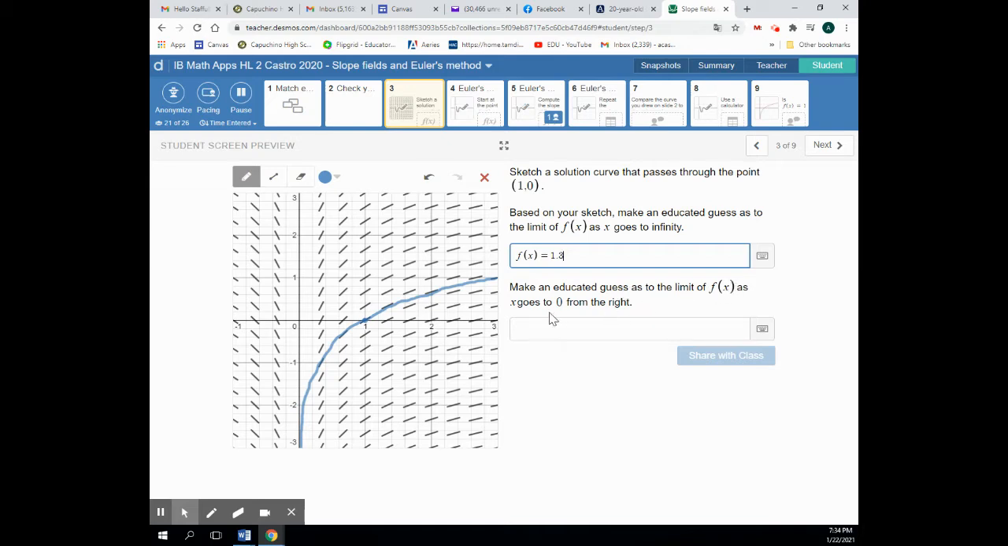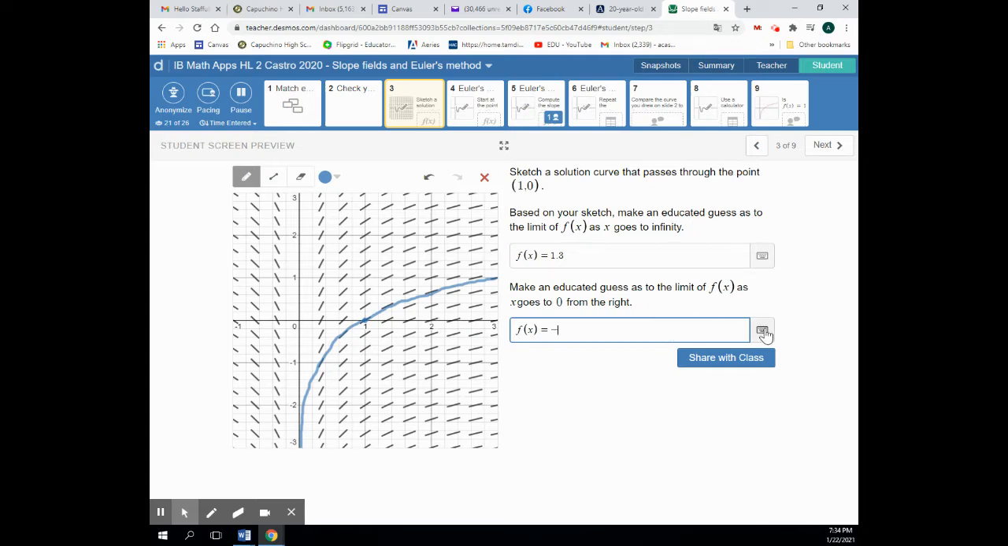Okay, make an educated guess as to the limit of f of x, in other words y, as x goes to 0 from the right. If I'm going towards 0 from the right, not from the left, following my line, notice these slopes were getting steeper and steeper. Again, they didn't give us enough little slope marks on the vertical axis, but it looks to me like it's going to get completely vertical. So what's going to happen to my y values? They're just going to keep going down, down, down. So my f of x is going to be equal to negative infinity.